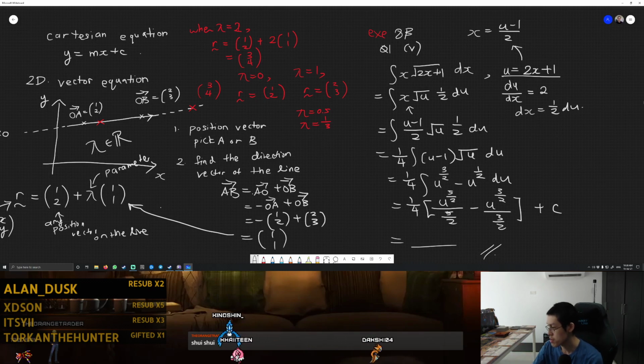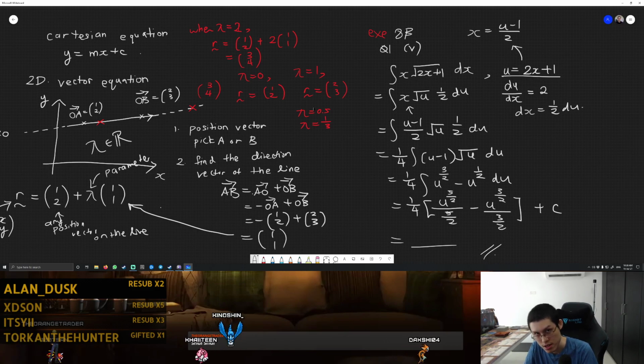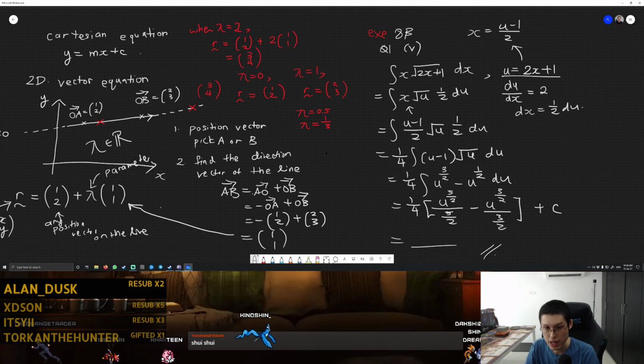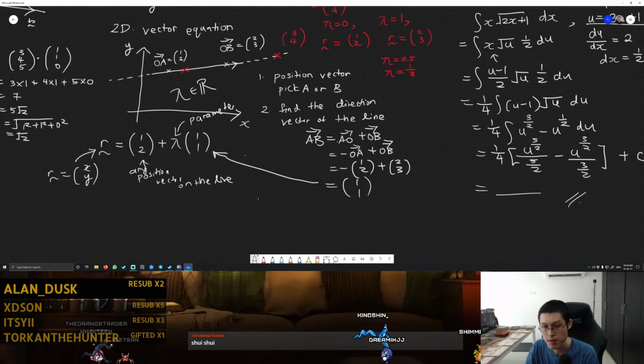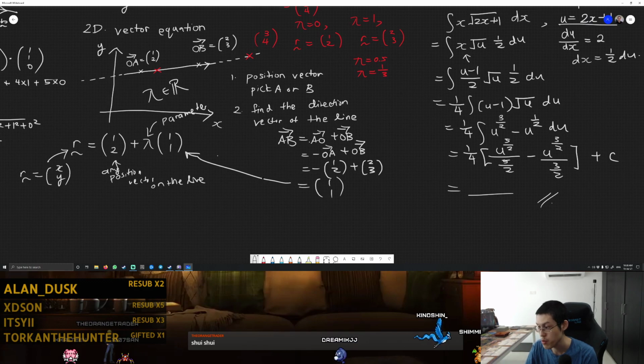Right, let's talk about the vector equation of a three-dimensional vector. Same thing, you're just doing this equation here. However, there's something else that we have to add in as well.